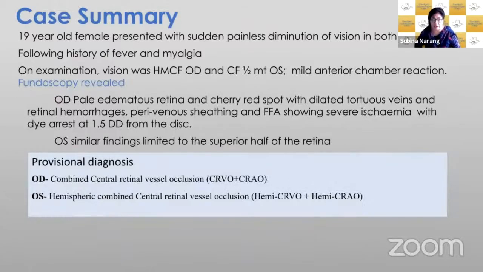So summarizing, we have a 19-year-old female coming with a history of pain and decrease in vision following fever and myalgia. Her fundoscopy is revealing, in the right eye, an edematous pale retina with cherry red spot, dilated tortuous veins, perivenous sheathing, and hemorrhages in all 4 quadrants. FFA is supporting the diagnosis of ischemia, and the left eye is having a similar picture, but the findings are limited to the superior half of the retina. Our provisional diagnosis was combined central retinal vessel occlusion, central retinal vein occlusion as well as central retinal artery occlusion. However, in the left eye, it was hemispheric combined retinal vessel occlusion.